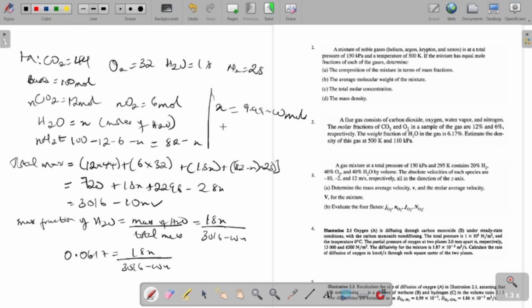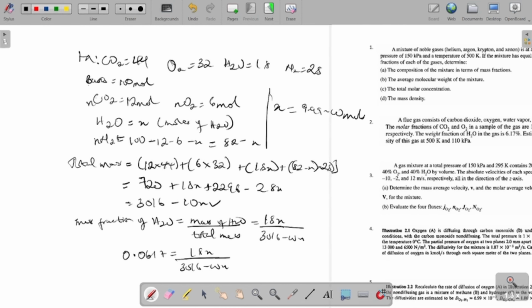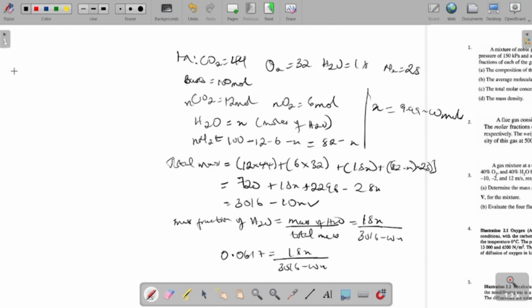So the question asks us to estimate the density of this gas at 500 K. Since we don't have all the components in just one form, I mean that we don't have them in terms of just mass fraction or just in terms of molar fraction, we can't find the density. So you have to put them in terms of the same compositions before we can solve the question. So right now we can continue to calculate the concentration.